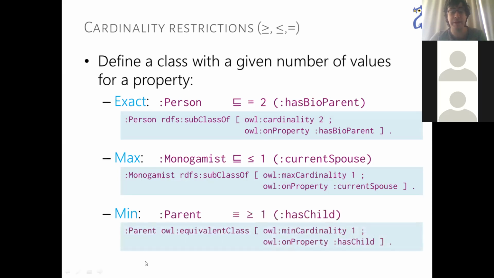We could define a min relation. So we could say that a parent has at least one child, which is actually very similar to the some values from definition. Okay, so we can define that a parent has at least one child. So we have an exact, max and min version of cardinality. So in this case, we don't care what the, oh, I'm quite being, sorry. So time is up.